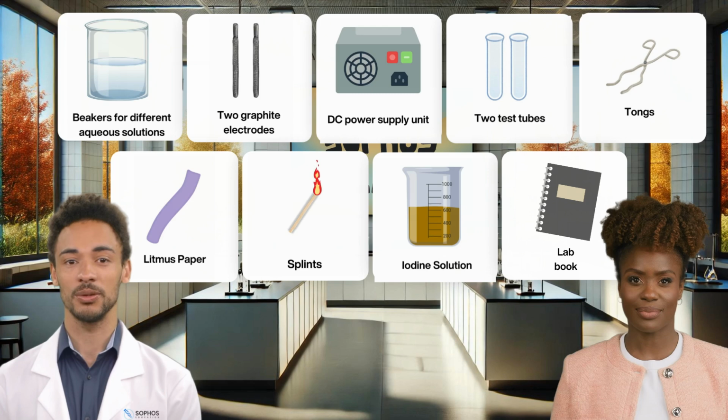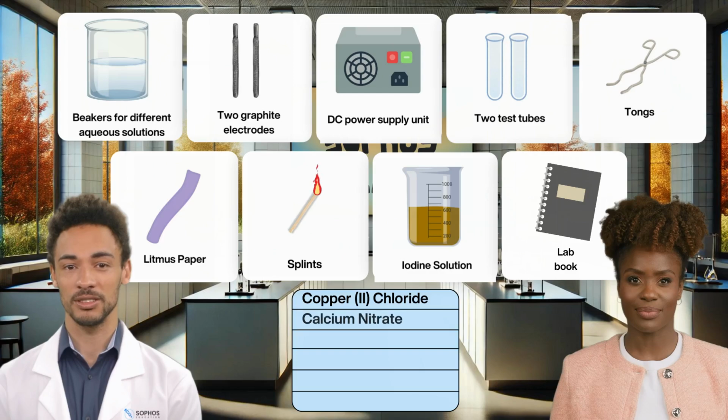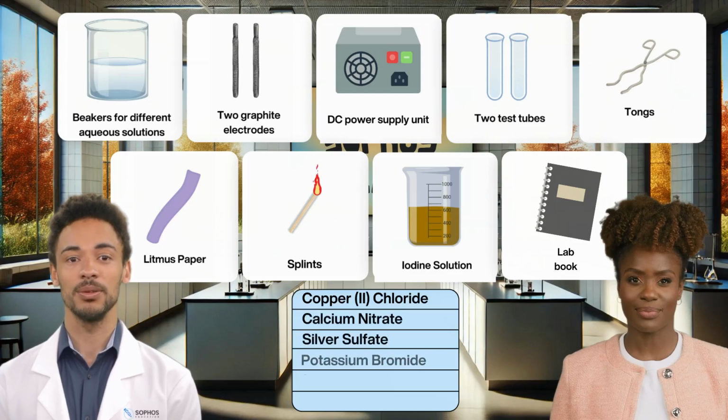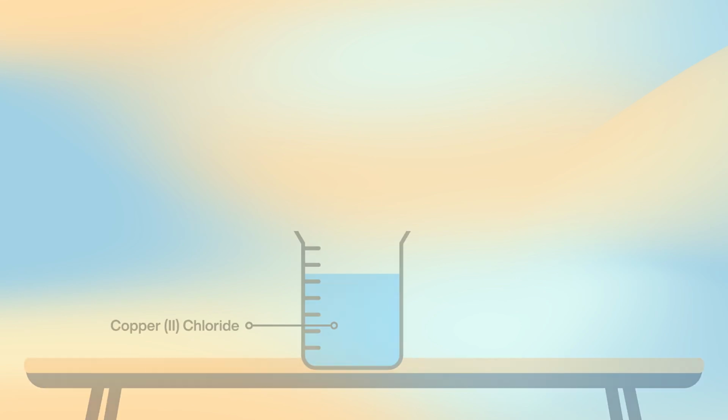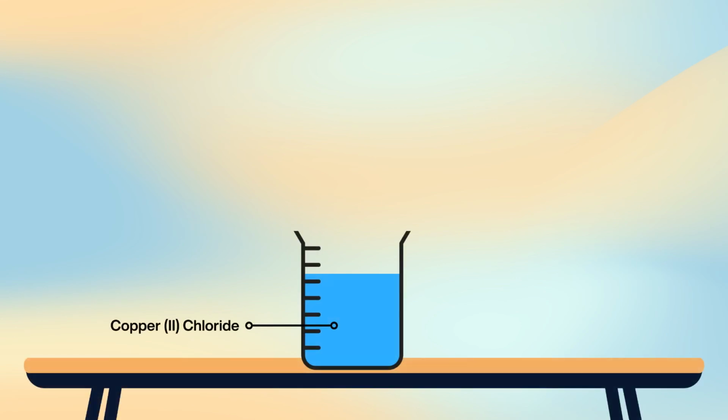We also need to ensure we have all the aqueous solutions needed for this experiment. Today, we'll use copper chloride, calcium nitrate, silver sulfate, potassium bromide, sodium iodide, and sulfuric acid. On to the practical. Start by filling the beaker with one of the aqueous solutions. We'll start with copper chloride. This will serve as our electrolyte.